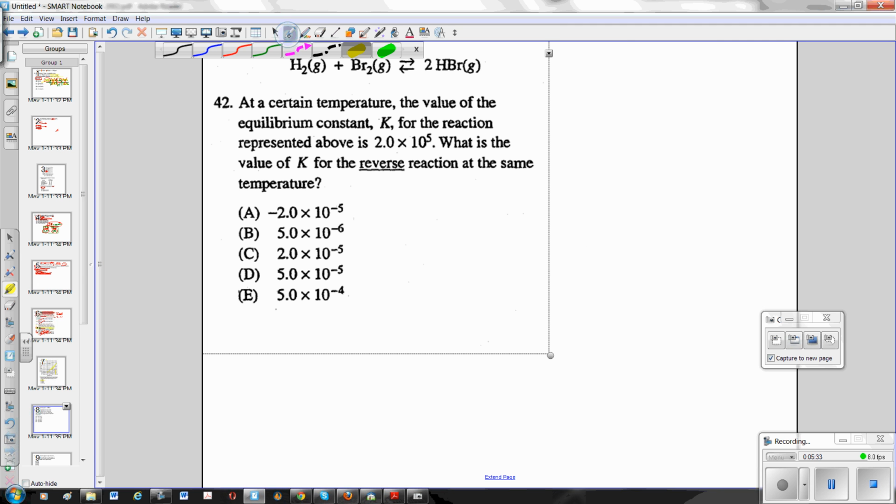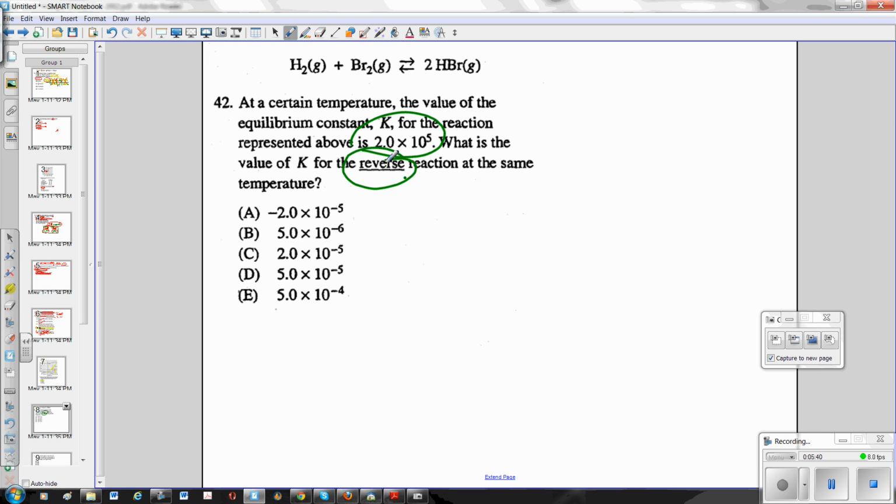42. Remember, they give you the K for this reaction is 2.0 times 10 to the negative fifth. They want to know what the K would be if you reverse the reaction. Remember, when we reverse a reaction, we take the reciprocal. So that's going to be 1 over 2.0 times 10 to the negative fifth. Now, how are you going to do this without a calculator? If you put numbers in scientific notation, so I'm going to change 1 to 1.0 times 10 to the 0, it makes it a lot easier to manipulate.